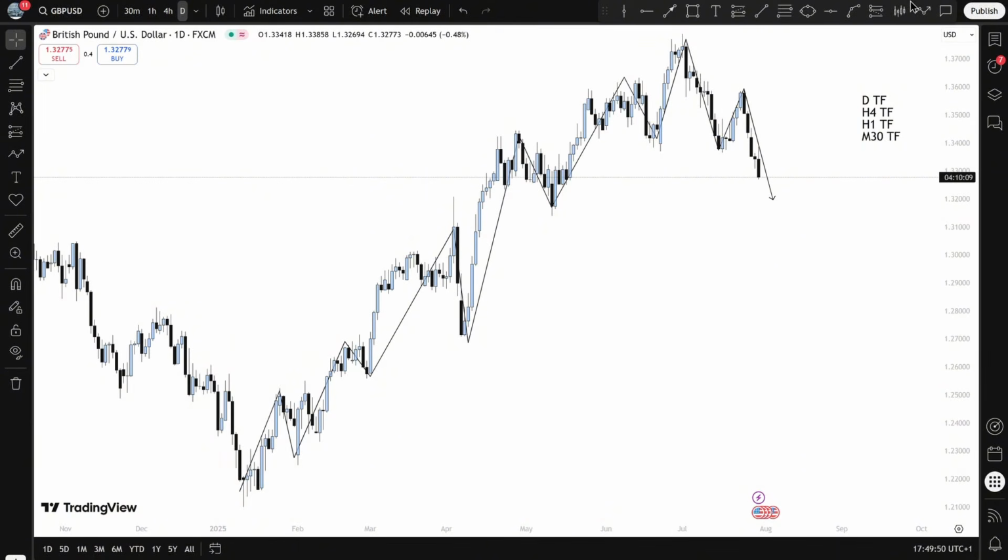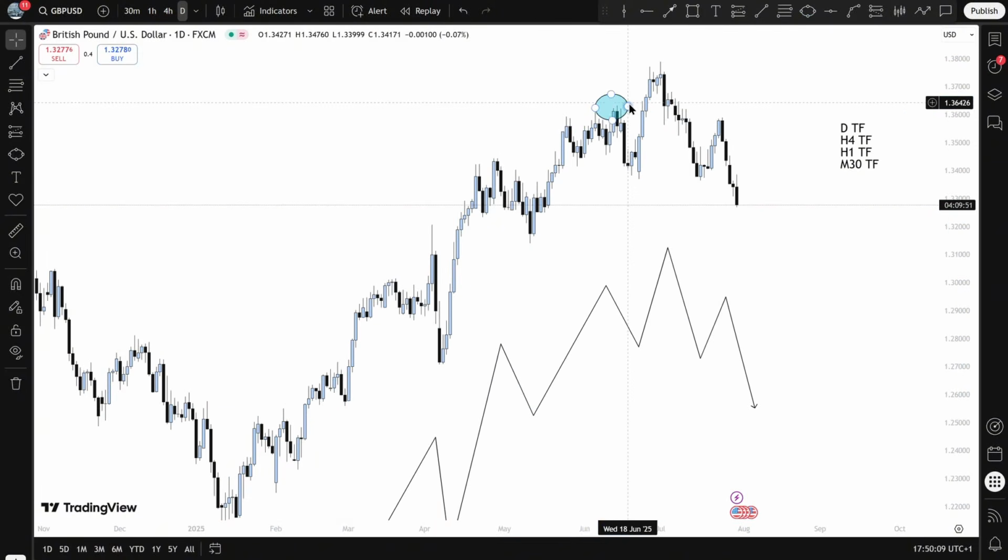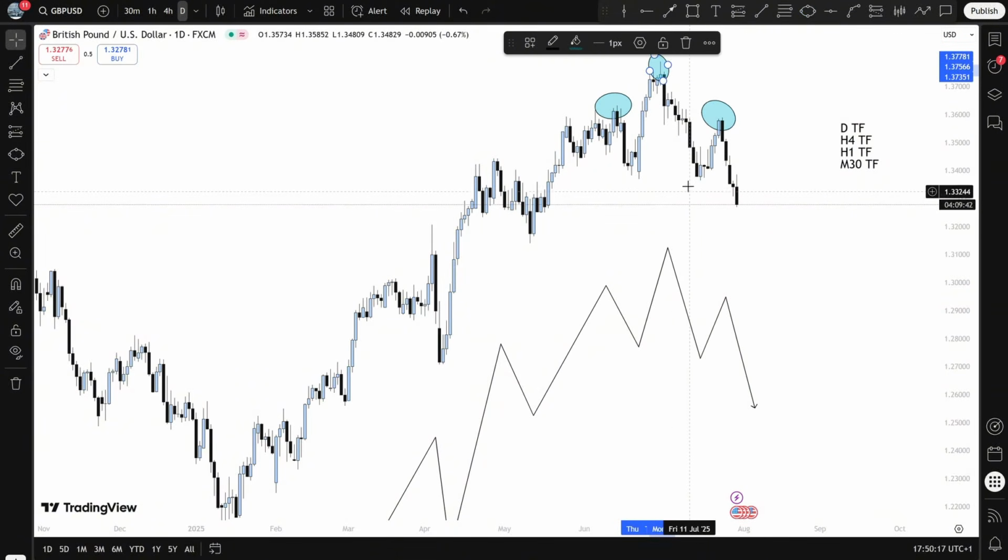What do we have here? If you notice, this is a clean head and shoulders. This is the first shoulder. Here, this is the second shoulder. And right now, what do we have here? We have a head here, just like this.